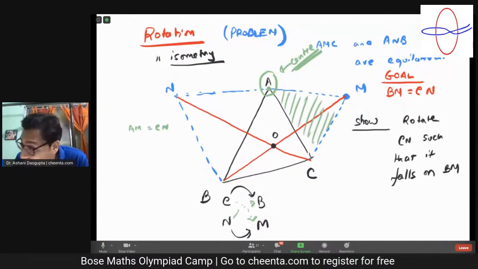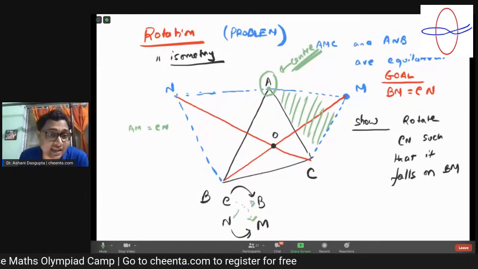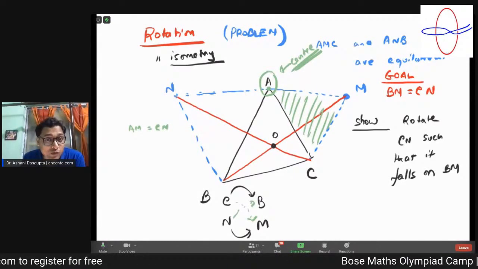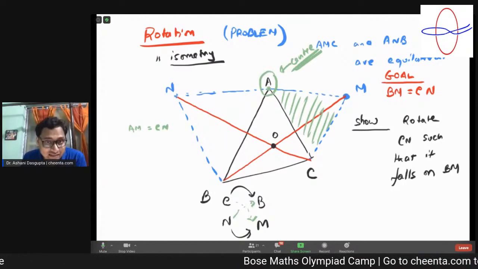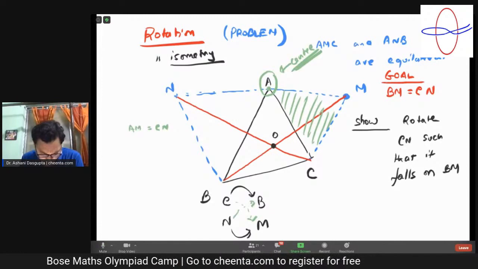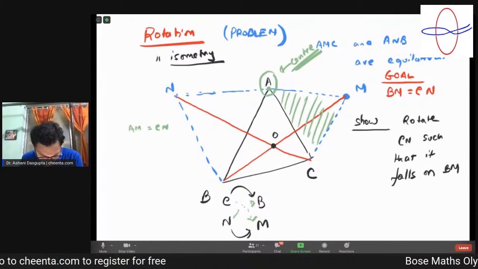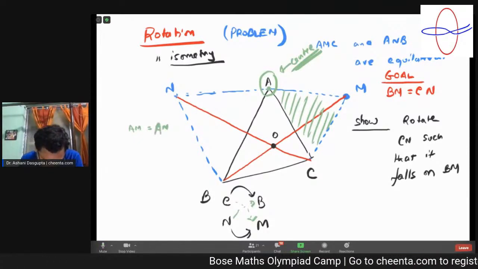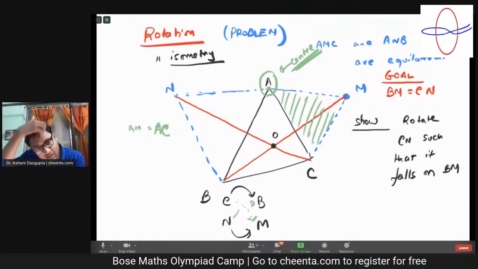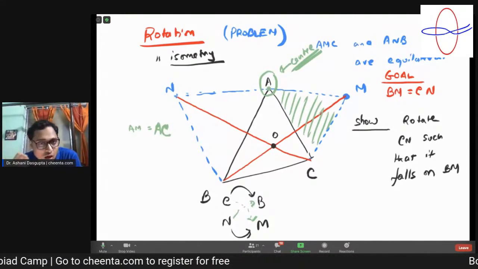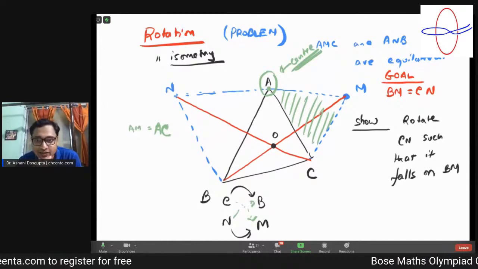Excellent. What is your name? Kaustav. Okay, Kaustav is saying that AM is equal to AC. Yes, sir, it will be equal to AC. All the sides are equal. Yes. Okay, so how can we use that here?